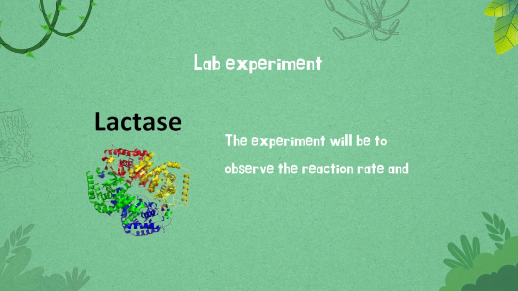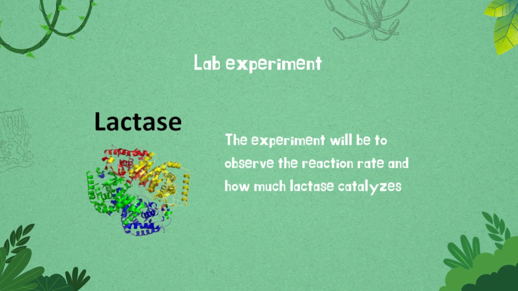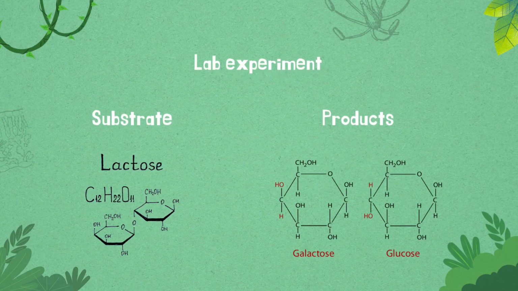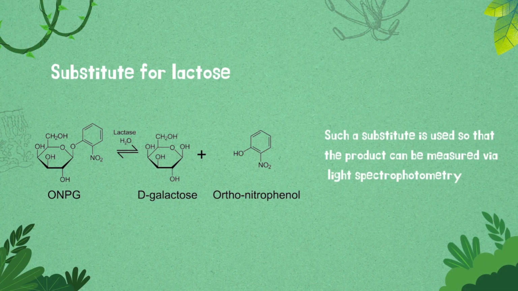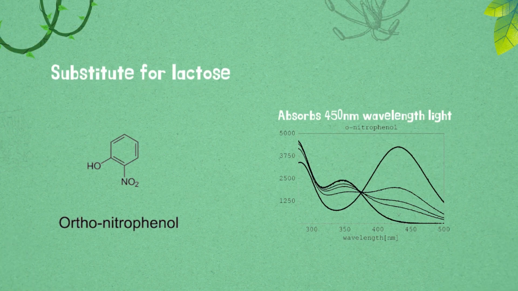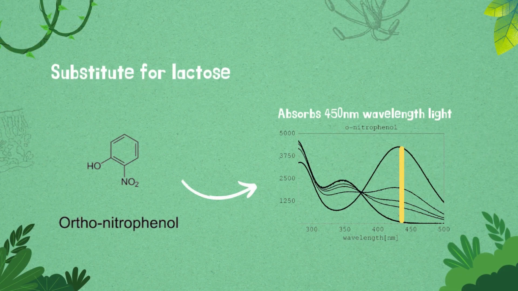The enzyme lactase will be observed in this experiment. However, in order to observe the reaction rates, either the substrate, lactose, or the products, glucose and galactose, must be able to absorb light from the ultraviolet to visual spectrum for lactose to be used as a suitable reagent via spectrophotometry, which is not the case. Thus, the substitute orthonitrophenol beta-D galactopyranoside, ONPG, will be used due to the fact that it can also be hydrolyzed by lactase, and one of the products, orthonitrophenol, is able to absorb 450 nanometer wavelength light.